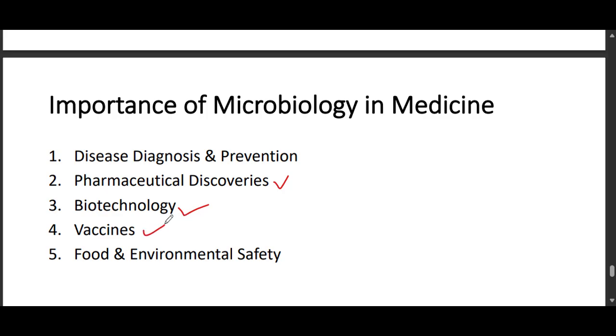When it comes to vaccines, because we get to know about these microbes, microbes tend to be weakened or killed in order to make vaccines that help the body build immunity. For example, polio, and also recently COVID-19 vaccines.